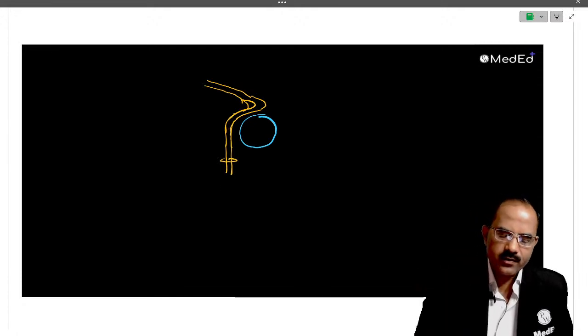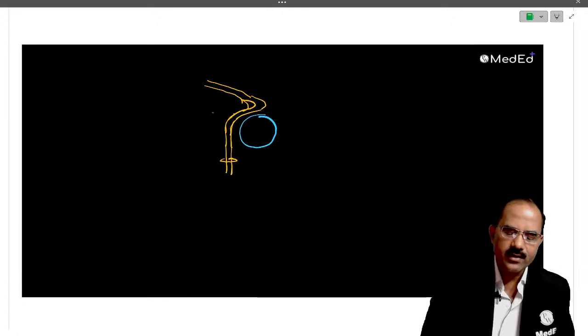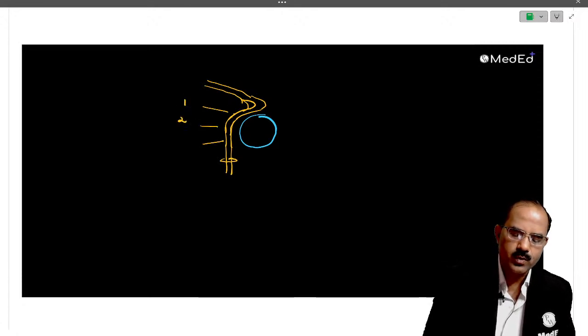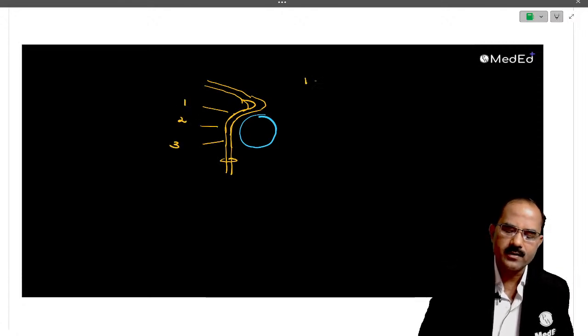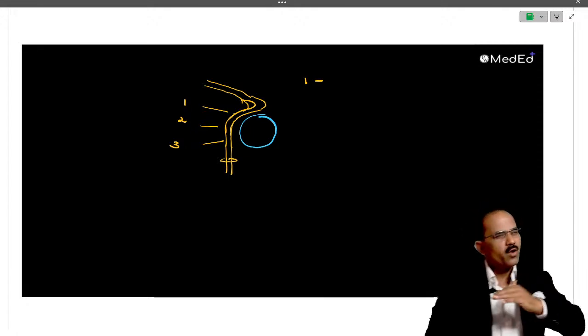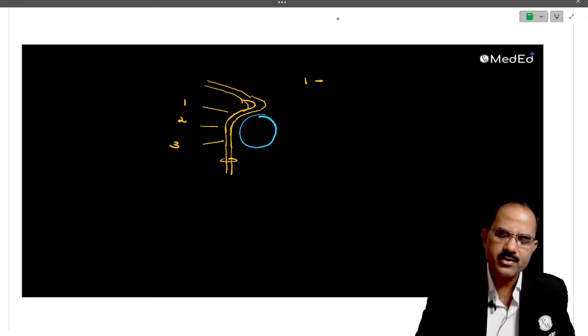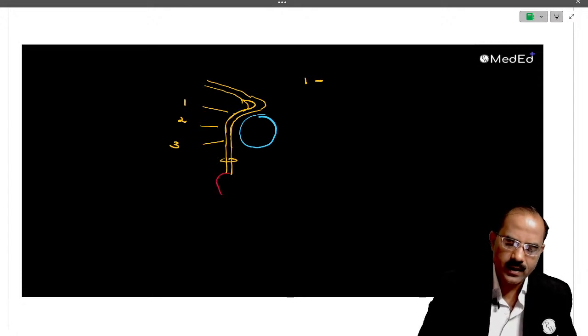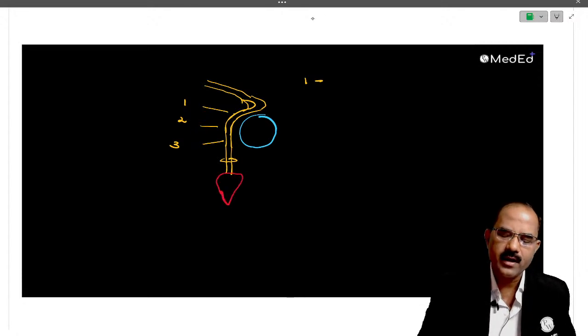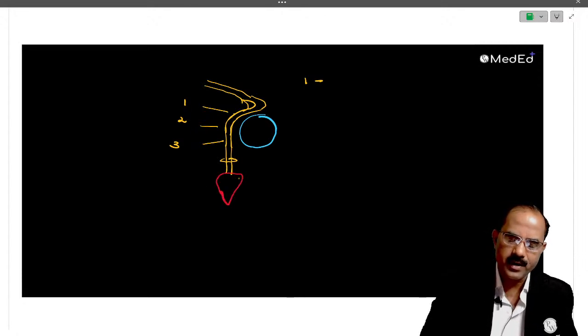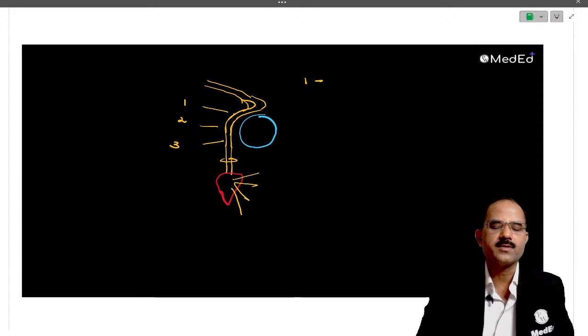Now, in the ear, the facial nerve gives 3 branches. Can anyone tell me what these 3 branches of the facial nerve are? 1, 2, and 3. If you can answer this, all the MCQs will be clear to you. The facial nerve emerges through the stylomastoid foramen and then enters a gland. What's that? The parotid gland, and then it gives 5 branches.